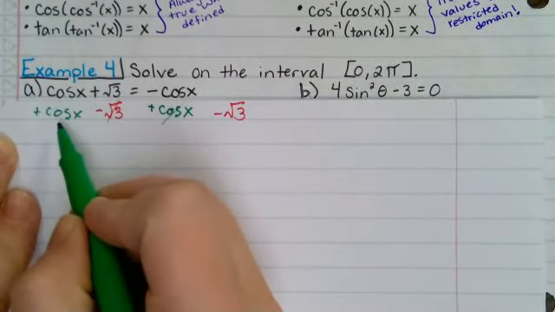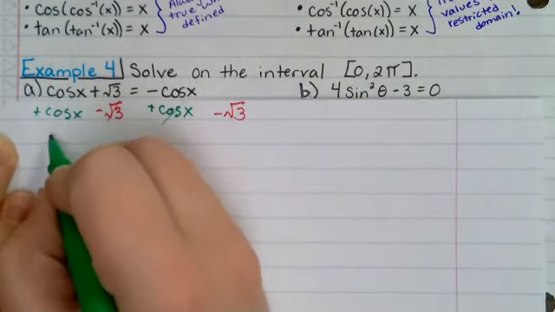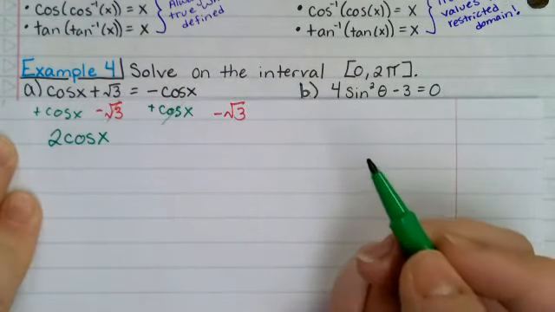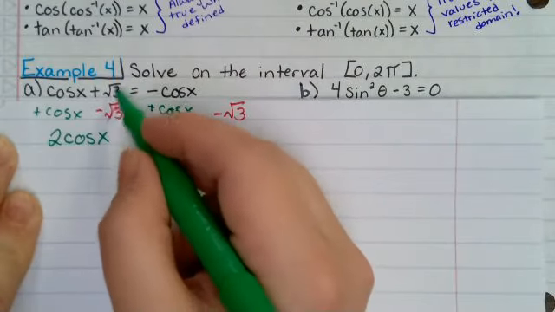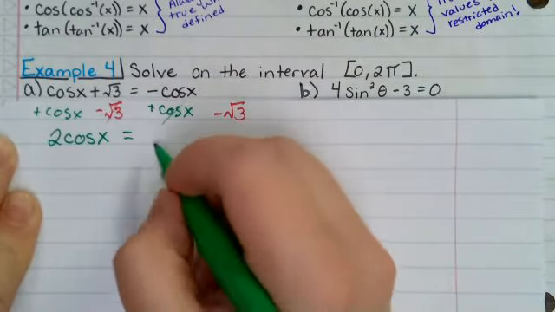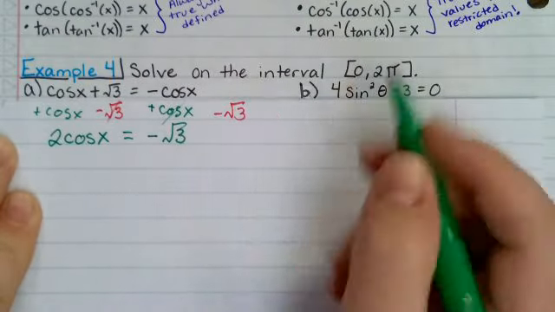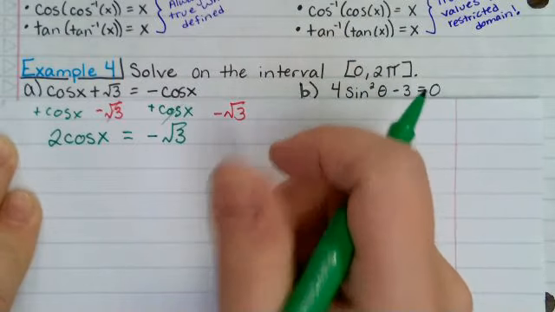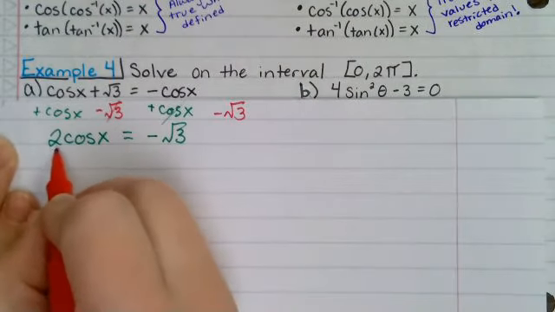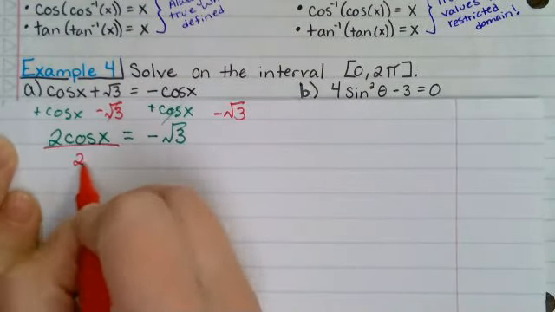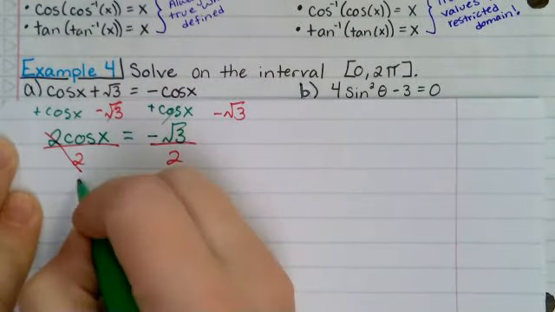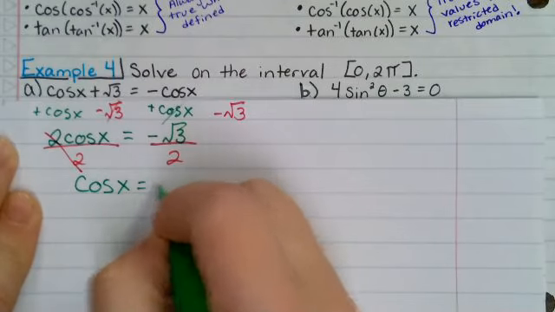When you add cosine of x plus cosine of x, that's going to make 2 cosine of x. And the root 3's are gone here. The cosines are gone over here, and we're just left with the negative square root of 3. Okay. So now from here, we have 2 times cosine of x. We're going to need to divide by 2. And that gets our cosine of x all by itself.